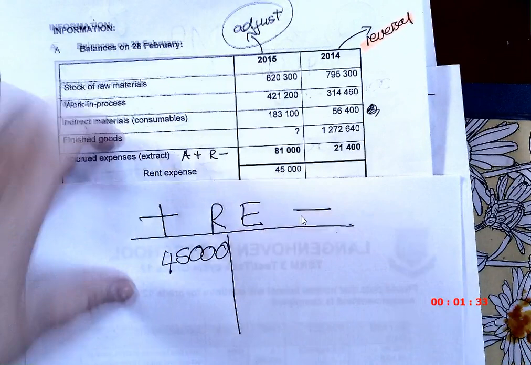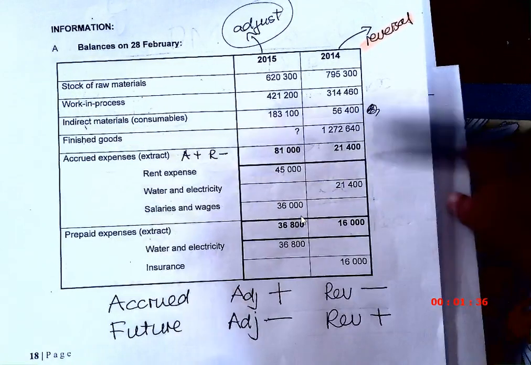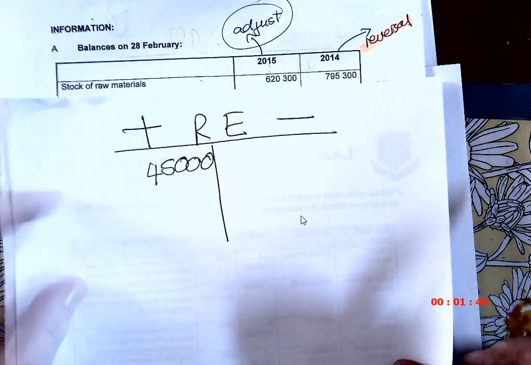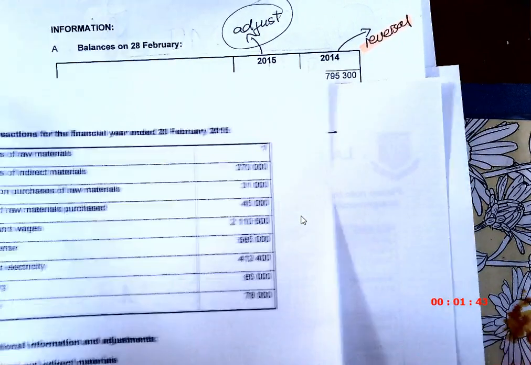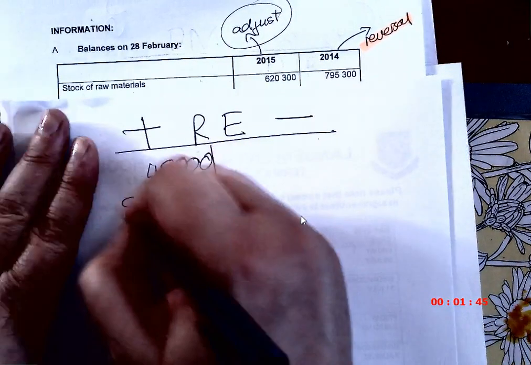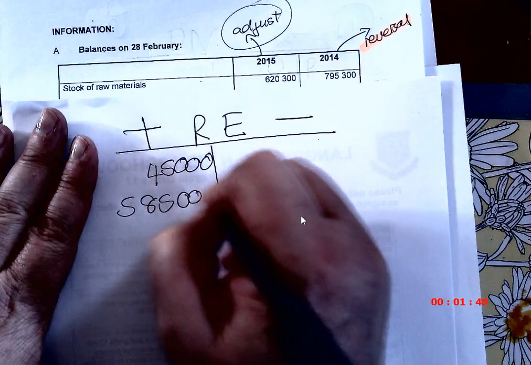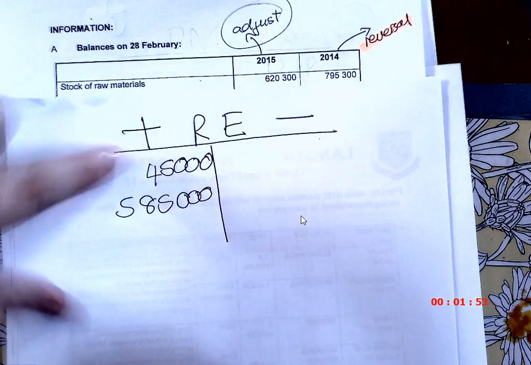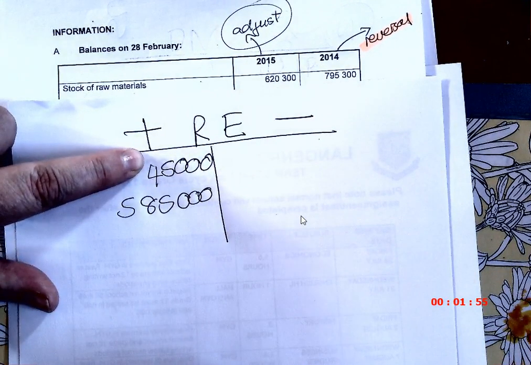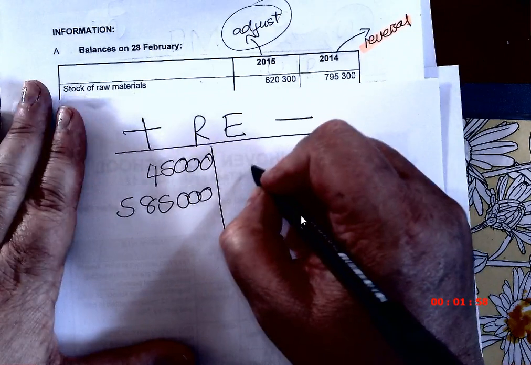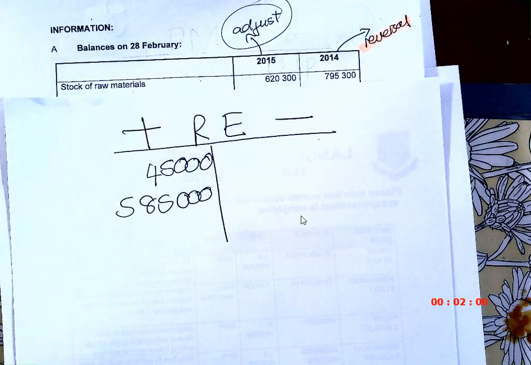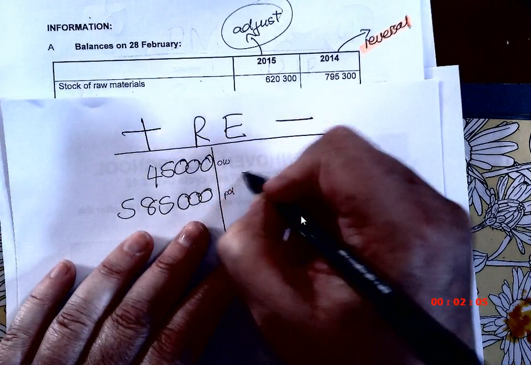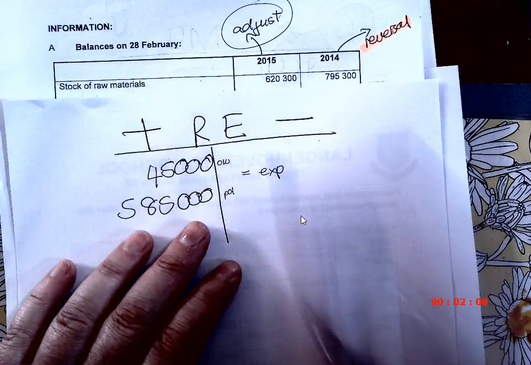Okay. Is there any rent expense for last year? Nothing. So is there any information for rent? Yes. They tell me it's 585. So that 585 is what I spent on rent. Okay? But I still owe 45. And now I know what is my expense for the year: what I already paid and what I owe gives me my expense.